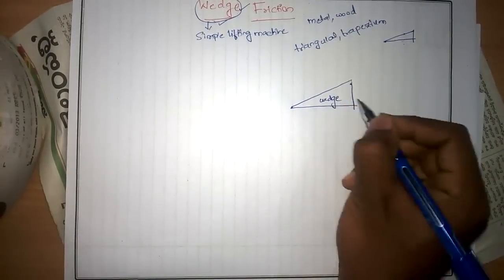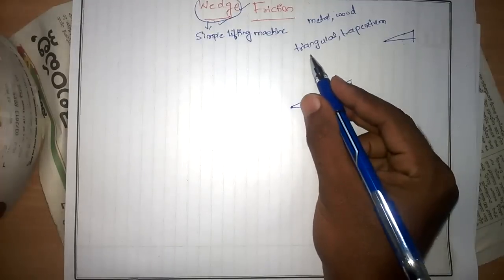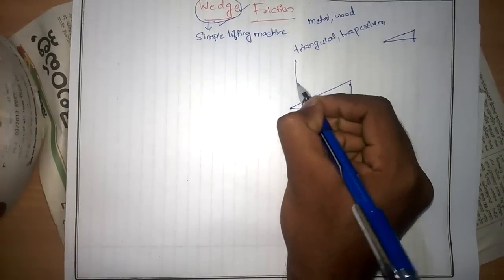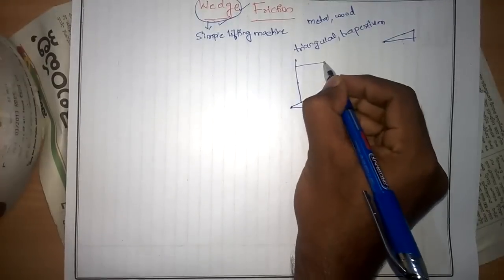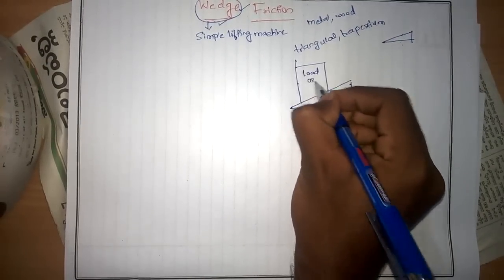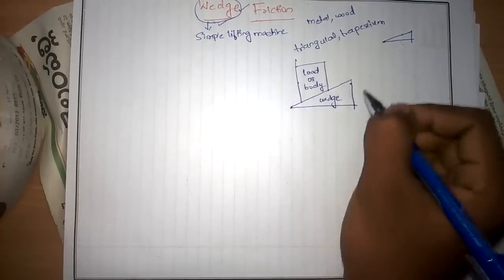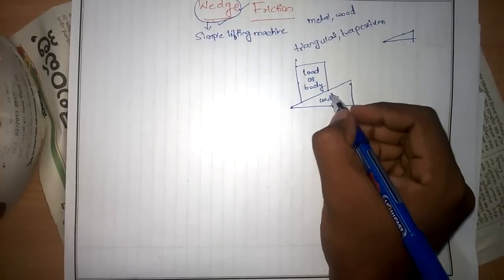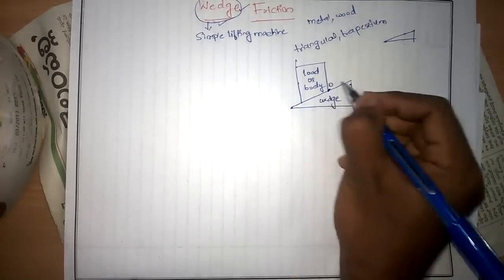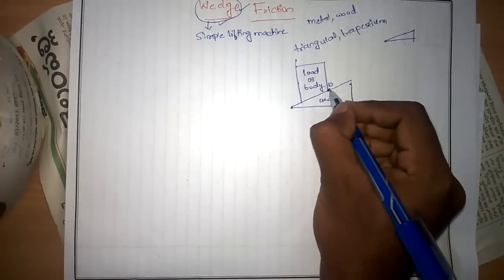A wedge may be of two shapes: triangular or trapezium. Consider a body, a load, which I have to lift. To lift this body with the help of the wedge, the wedge should initially be placed with its tip at the point shown as O.